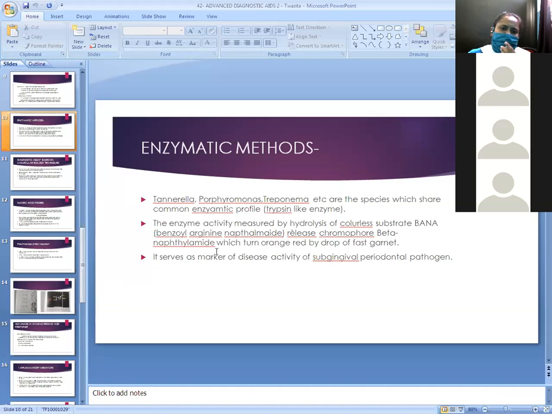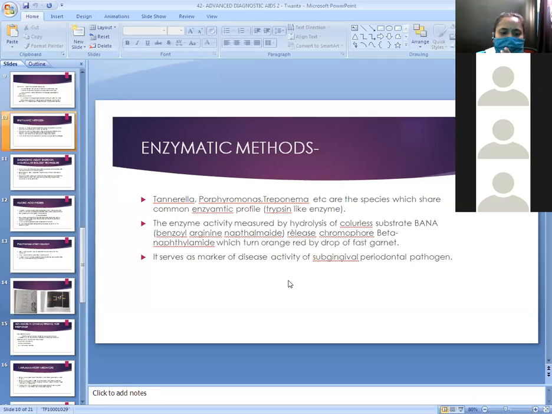The next enzymatic technique is BANA. BANA is a colorless substrate, and basically the three microorganisms, that is Tannerella forsythia, Porphyromonas gingivalis, and Treponema, all these three microorganisms share a common enzyme, a trypsin-like enzyme. So this trypsin cleaves this colorless substrate, BANA, benzoyl arginine naphthylamide. So there is release of chromophore, that is beta naphthylamide, which turns orange red when we add a few drops of Fast Garnet. So this color reaction takes place and the color changes to orange red, and based on that you can find these microorganisms are present. So with the help of BANA, BANA is also a chair side detection test.